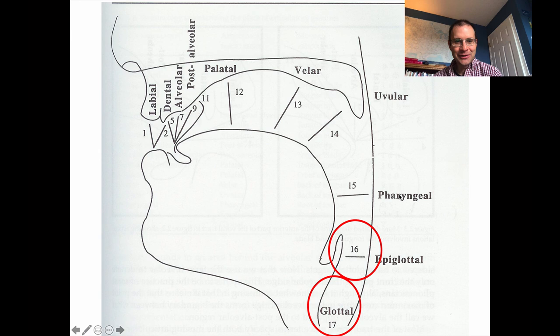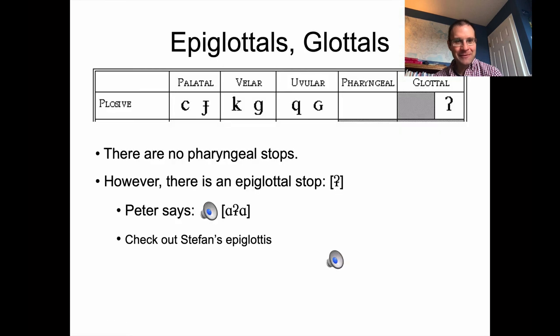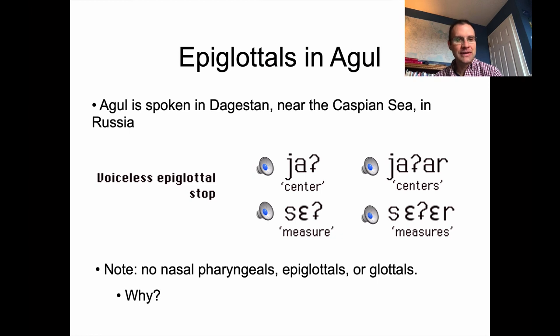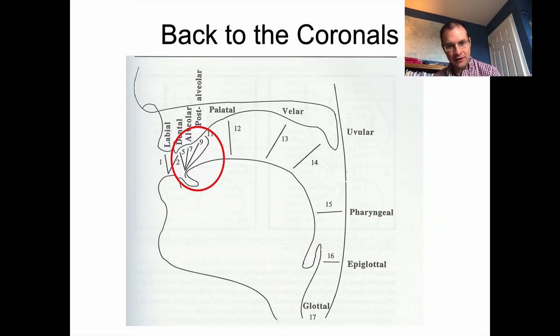And we can just shade out those boxes on the IPA chart, right? So that's one reason why we don't have that particular combination of sounds in the languages of the world. Okay, so we're done going all the way to the back end of our vocal tracts.